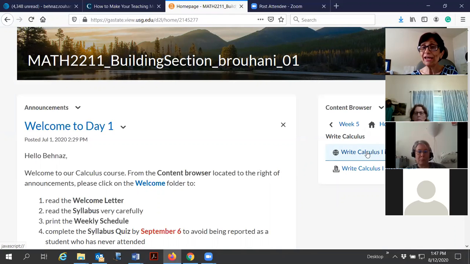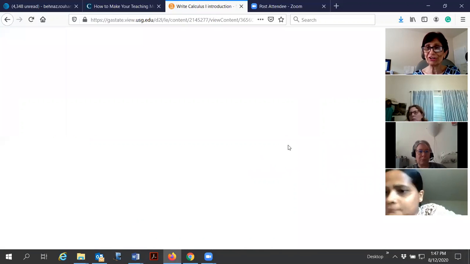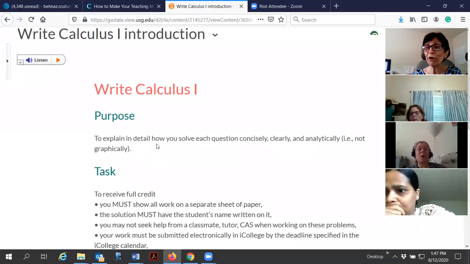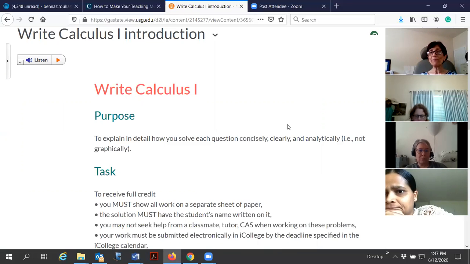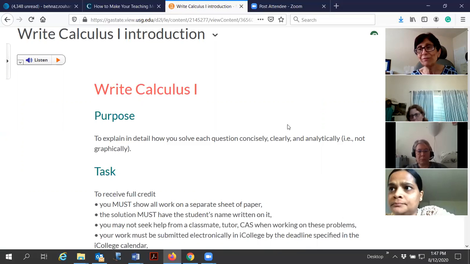That was a folder. So write calculus 1 introduction. So the purpose. What is the purpose of this assignment? To explain in detail how you solve each question concisely, clearly, and analytically. So don't take this problem, which uses chain rule or this integral, put it in your math way and give me the answer. No, no, no, no. If I give you a problem, I ask for the maximum or minimum, stick it into your graphing calculator and give me the answer. No, I want it done analytically.